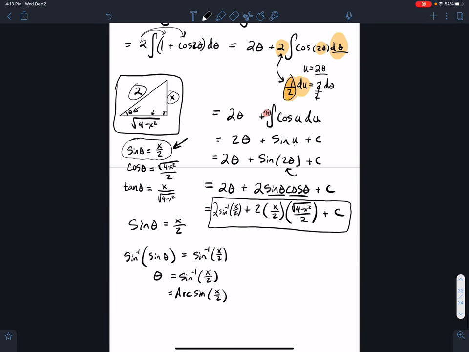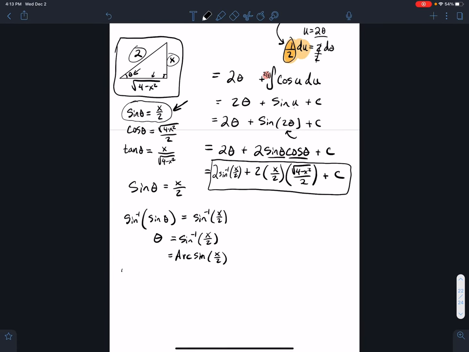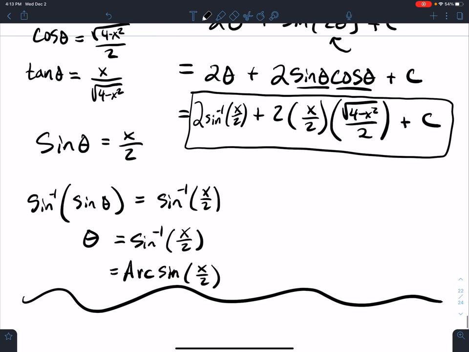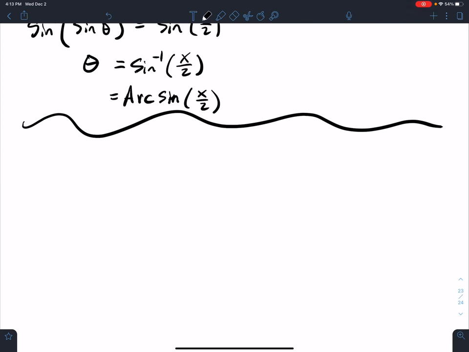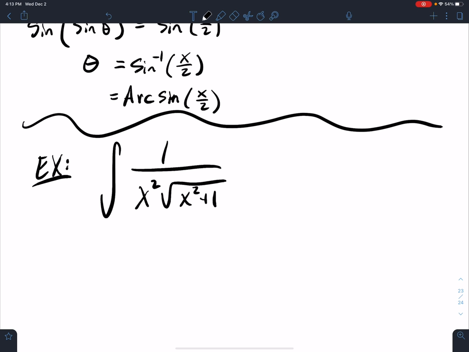All right, let's try another one and see if our dictionary skills are getting any better. Example: the integral of 1 over x squared times square root of x squared plus 1 dx.